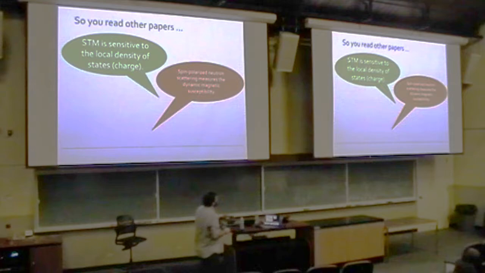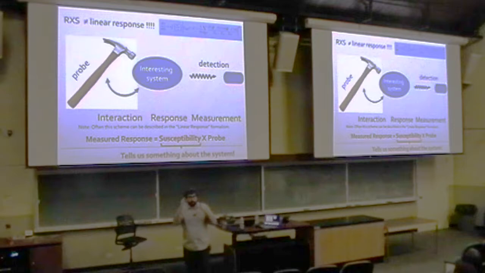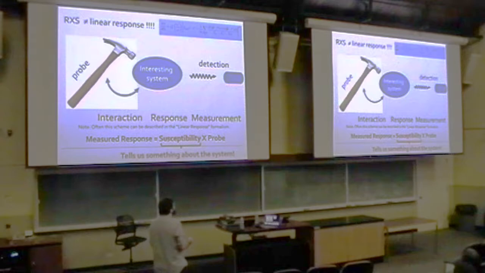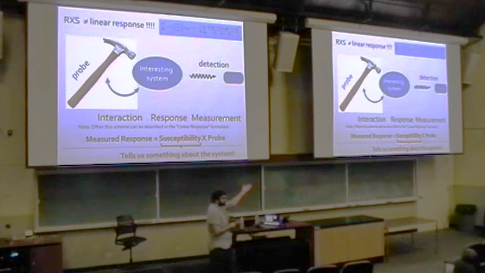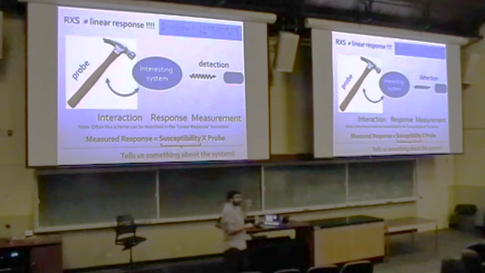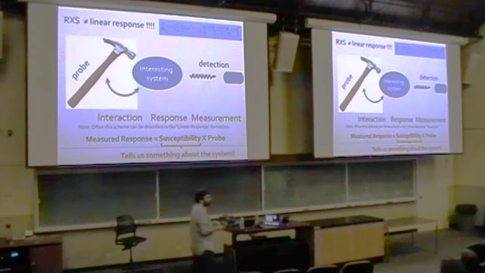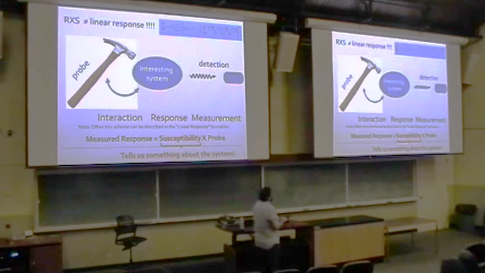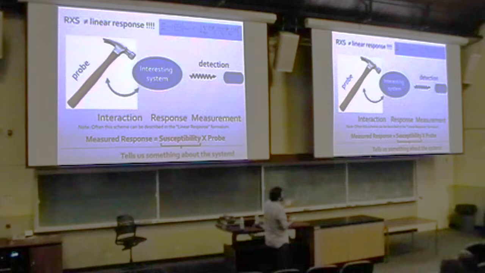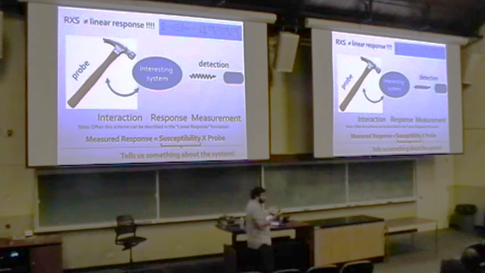And the reason you can say this is because a lot of times you can present your technique in terms of linear response theory, okay? Where you have a probe, you have an interesting system that you're trying to probe, and as you hammer that system and excite it, that system is going to react. You're going to hit something and make that detection. If your measured response is proportional to the probe, that proportionality is the susceptibility, which tells you something about the system.